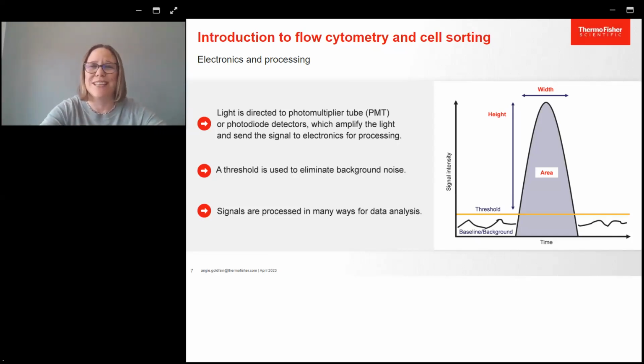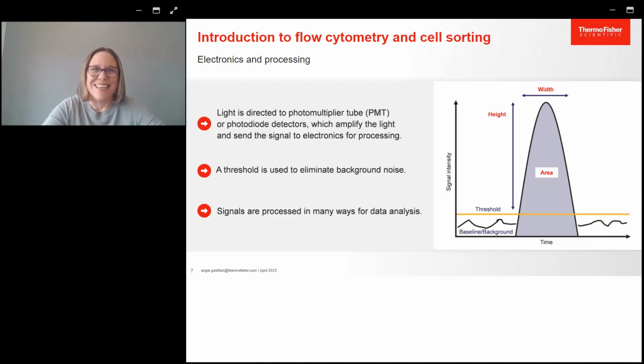We, first of all, have to set a threshold. This threshold level, as you can see in the diagram on the right, shows the level that a particle needs to exceed in order for it to be important. So we're trying to eliminate any baseline or background noise or particles or debris from the assessment. Once it passes that threshold, we measure other properties of the cell or the pulse: the height, how high it is, the intensity, the area under the curve of that cell pulse, and the width of it. These measurements give us a lot of information about every single cell, both the scattered and fluorescent light.